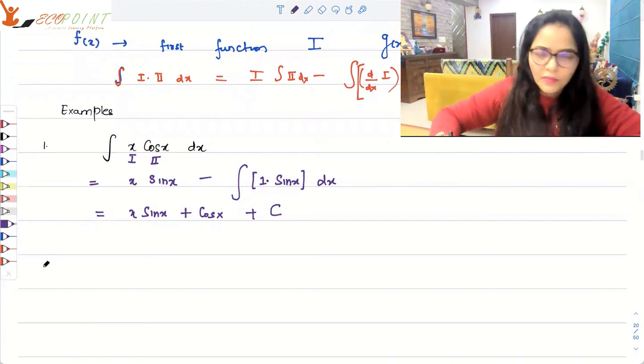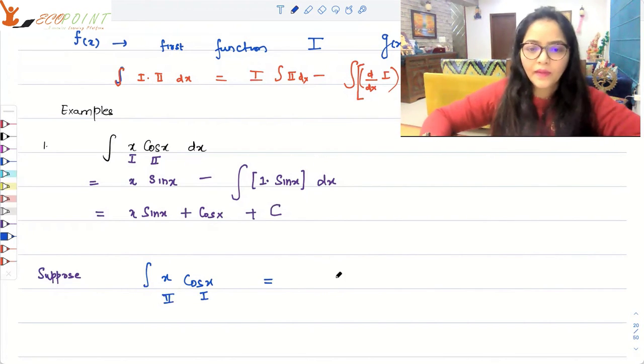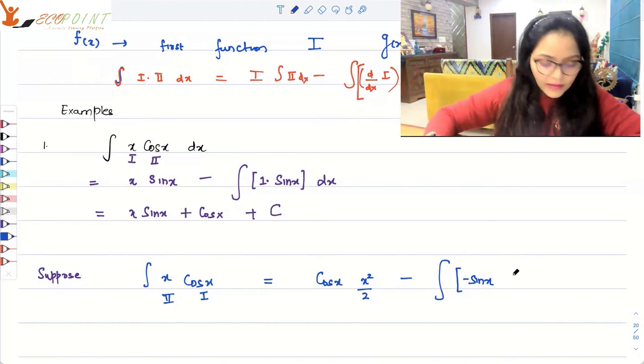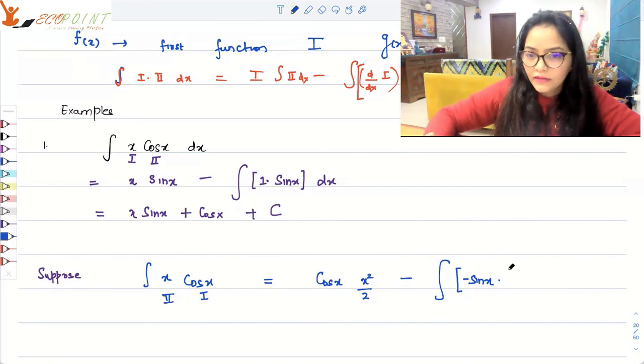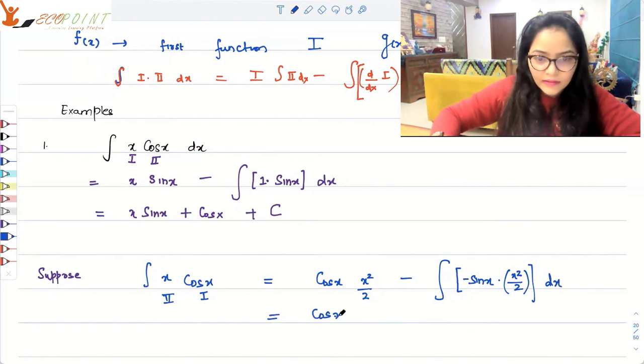Now, suppose in the integral of x cos x, I would have taken cos x as the first function and x as the second. Then what would have happened? Then we would have complicated the situation for ourselves. How? Because the integral would have been cos x as it is, times the integral of the second, which is x square upon 2, minus the whole integral of the derivative of the first, which is minus sin x, into the integral of the second, which is again x square upon 2.